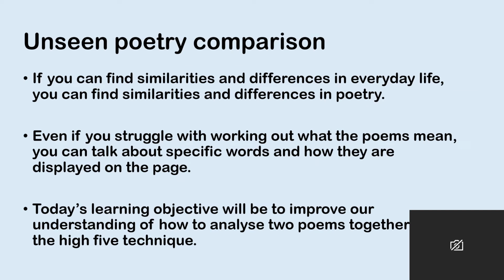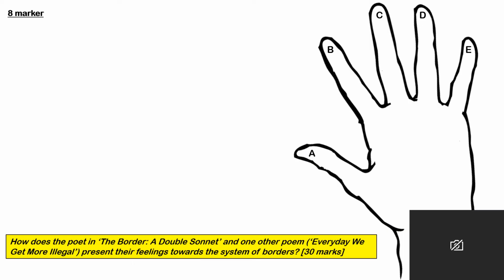Okay, unseen poetry comparison then. If you can find similarities and differences in everyday life, you'll be able to do it in poetry. If you struggle with working out what the poems mean, focus on the specific words and how they're displayed on the page. So I'm going to focus on this high five technique that I've put together. It's just a mental thing that you can think through as you're looking at poetry comparison. Please bear in mind, it's only 8 marks, so it's like a normal language kind of question.